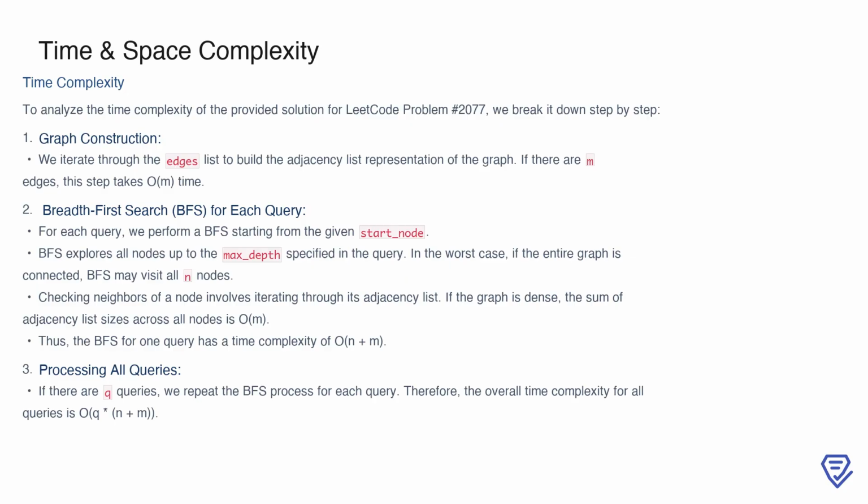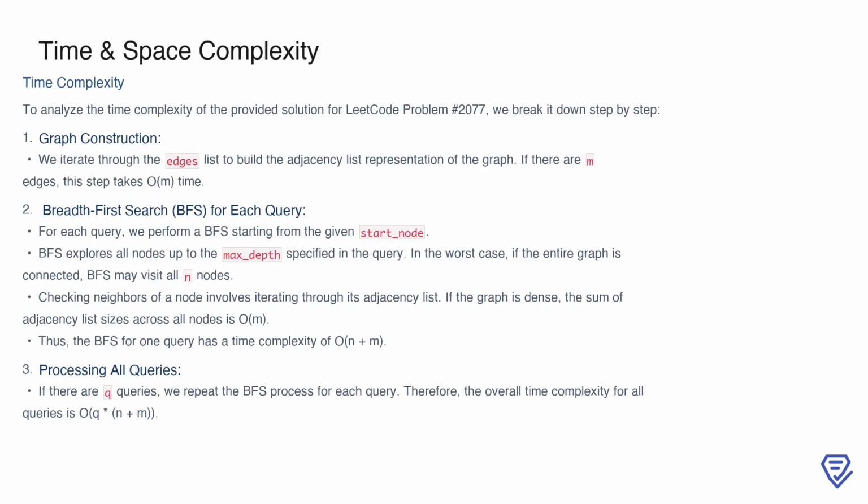Next, for each query, we perform a breadth-first search, or BFS, starting from the given start node. BFS explores all nodes up to the maximum depth specified in the query. In the worst-case scenario, where the graph is fully connected, this may involve visiting all n nodes. Each node's neighbors are checked by iterating through its adjacency list, which cumulatively amounts to O(m) operations across a dense graph. Consequently, the time complexity for one BFS is O(n + m).